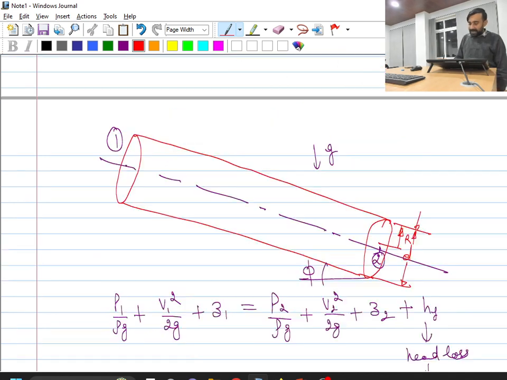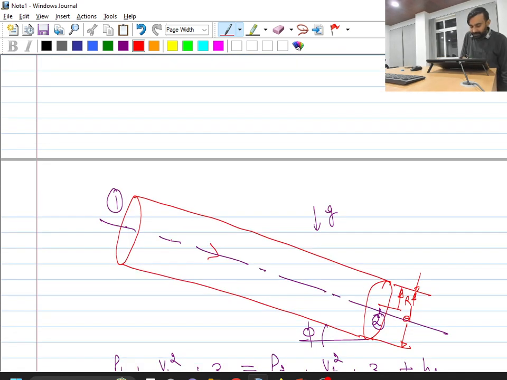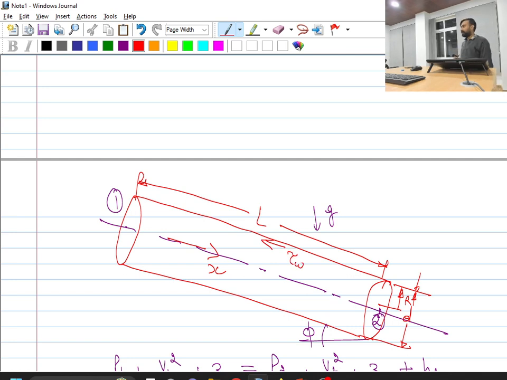Now let's consider that the x direction is along the length of the pipe, and say the pipe has length L between points 1 and 2. Say here the wall shear stress is tau W. If I consider that my flow is fully developed, then the wall shear stress will have the same value everywhere, a uniform value for fully developed flow conditions.